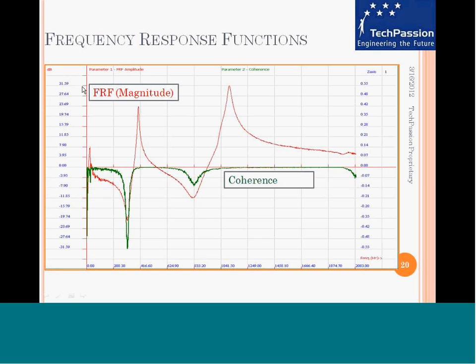The units on the left side are for the FRF, in decibels. The axis on the right side is for the coherence plot, going from a negative number through 0 to a positive number. Wherever we have a resonant frequency, the coherence is close to 0. Here it is close to 0, and here again close to 0. Wherever the FRF drops, coherence also drops, because the signal picked up from the accelerometer is really weak.